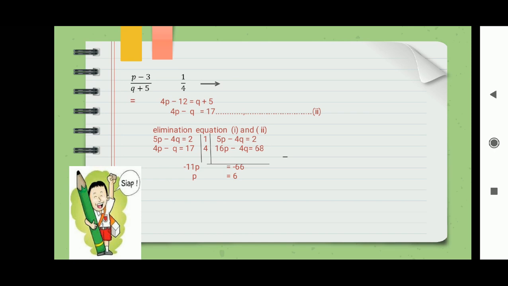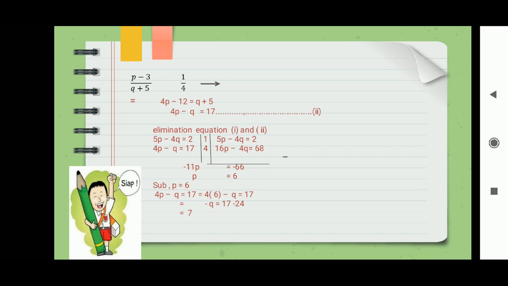Equation 2 times 4, so that 5P minus 4Q is 2, minus 16P minus 4Q is 68. So that minus 11P is minus 66. So P is 6.